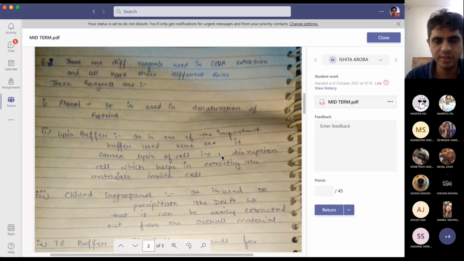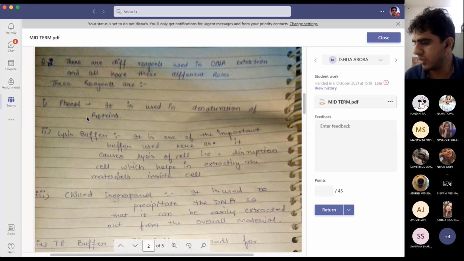So lysis buffer, what does the lysis buffer contain? Here the term reagents is there, not the individual components of the reagents I'm asking. So this is question number 2. So again here the 3.5.